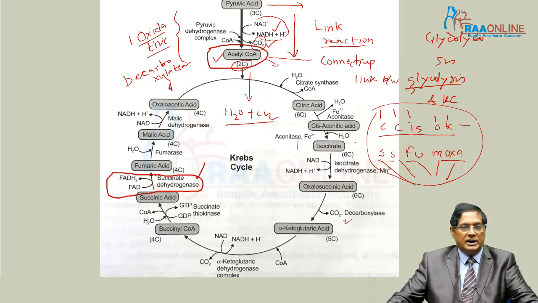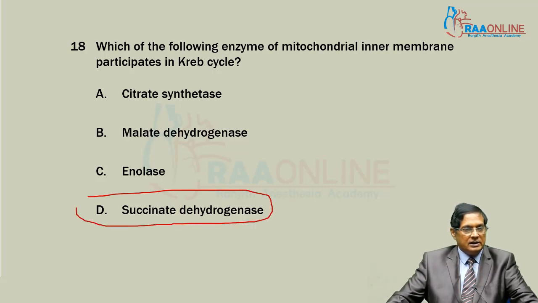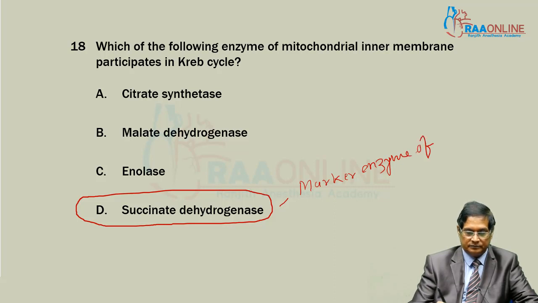This is an inner membrane enzyme, succinate dehydrogenase. Succinate dehydrogenase is found in the inner membrane. It is a part of the electron transport system and it is also a marker enzyme of mitochondria. Number 1, it is a marker enzyme of mitochondria.